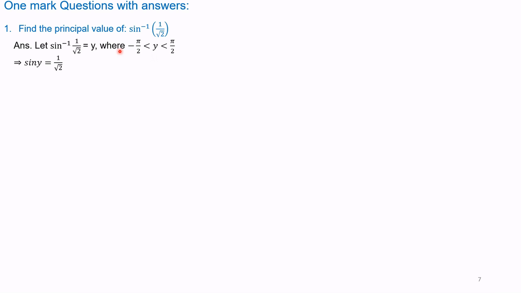So having studied the basic formulae, relationships and properties, we will take up 1 mark questions. Question number 1: find the principal value of sine inverse of 1 by root 2. Let us put sine inverse of the given value as y, which lies, for the sine function, between minus pi by 2 and plus pi by 2. Therefore, taking the sine, sin y becomes 1 over root 2. So the sine inverse has gone and it has become the trigonometric ratio.